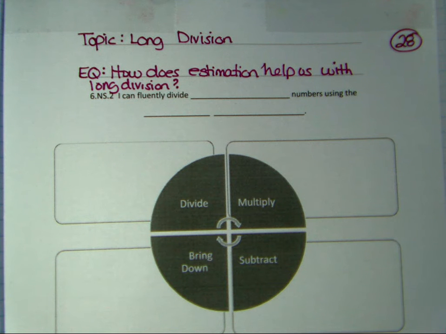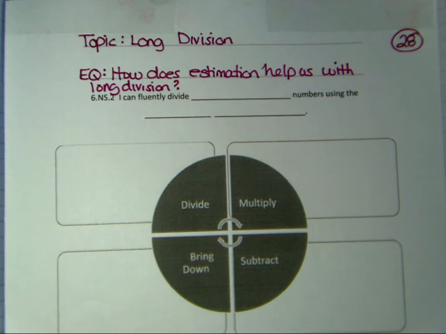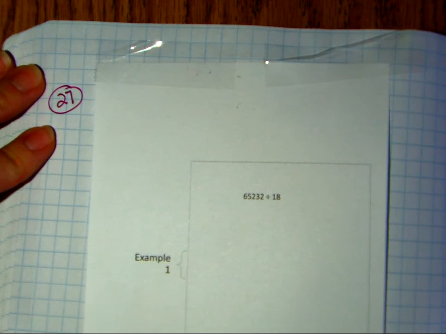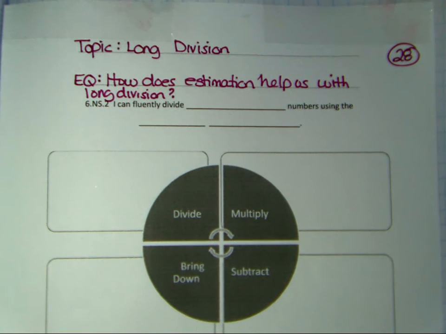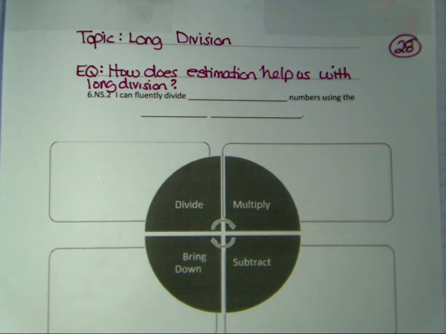Hello, today we're going to be taking notes on long division. The question that we want to be able to answer by the time we're done with these notes is, how does estimation help us with long division? These notes are going to go on to page 28 of your interactive notebook. There's also a practice page which will be taped and added to page 27. Please pause the video if you need to write down your topic and essential question.